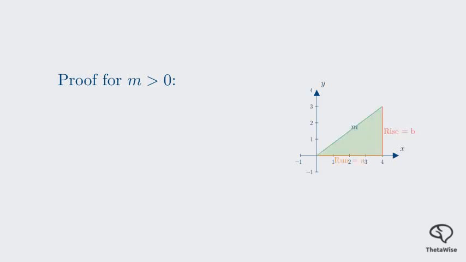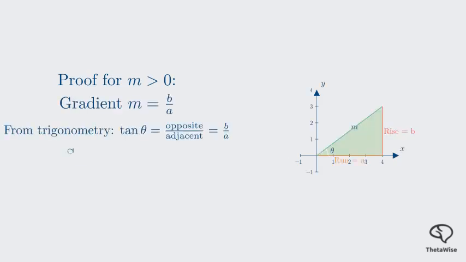First, consider a line with a positive gradient. Let's draw a right-angled triangle with the line as the hypotenuse. The rise is the change in y, and the run is the change in x.